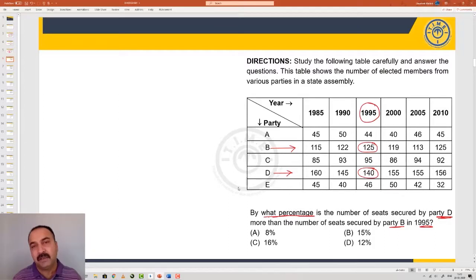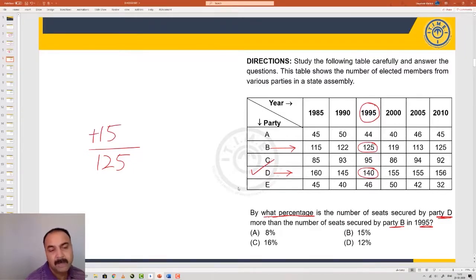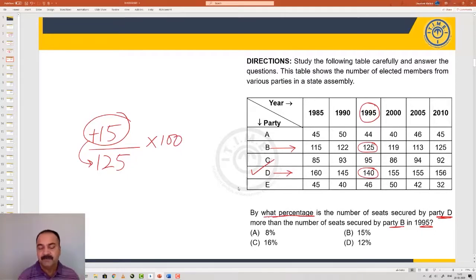So typical percentage growth or percentage reduction logic, the value that we are referencing is 125 because the growth is over the value of B. So the reference is the value of B. And the value which we are measuring for growth is the value of D, which is 140. So 140 minus 125, the gap is 15 seats. So D is more than B by 15 and B gets 125. So the growth that D has over B is what percentage of this number? This is nothing else but this multiplied by 100.